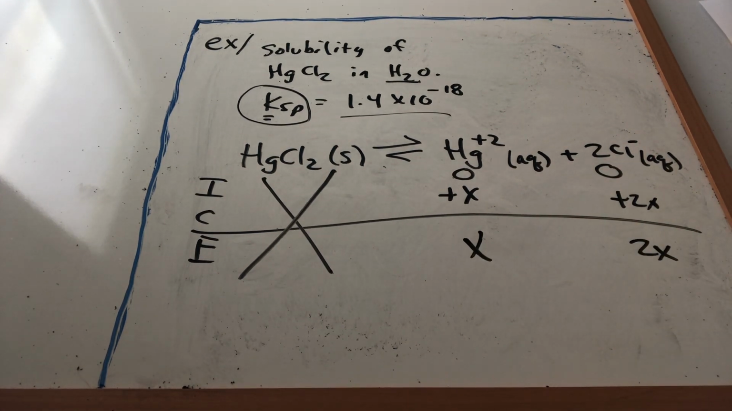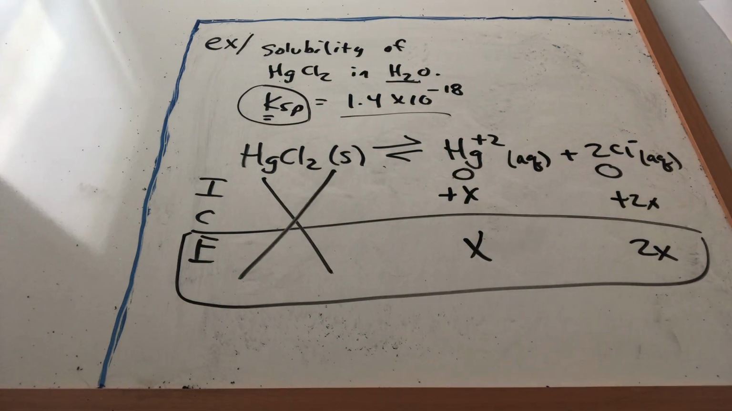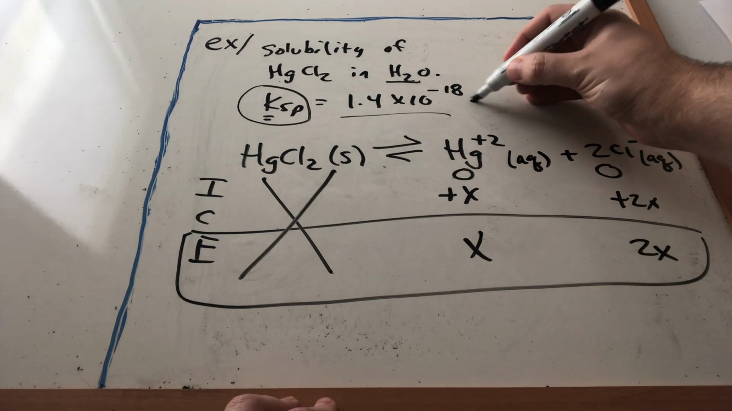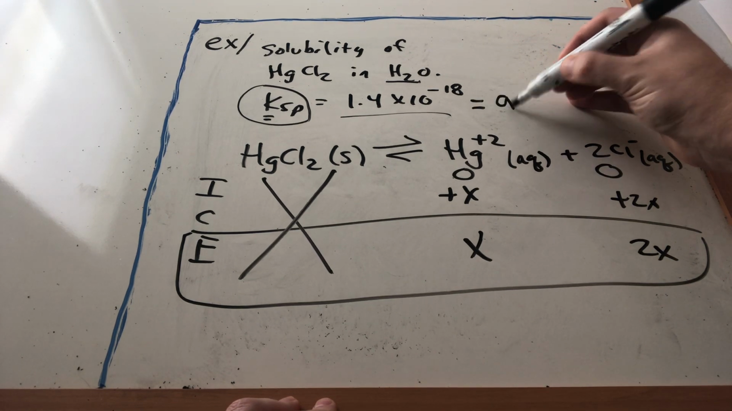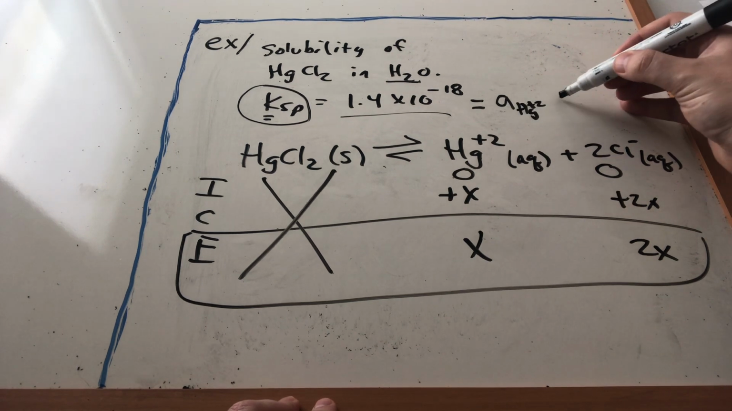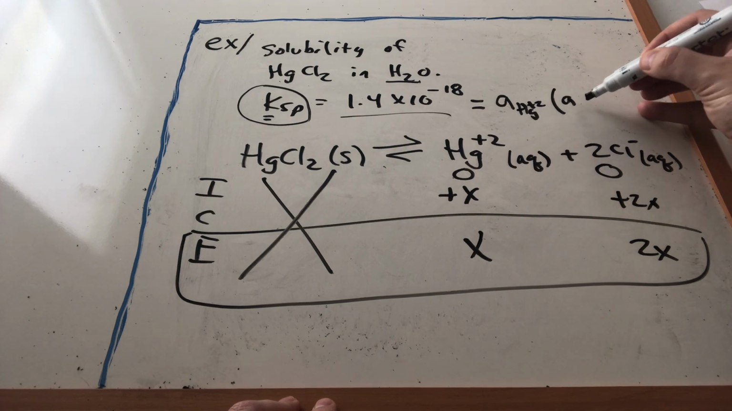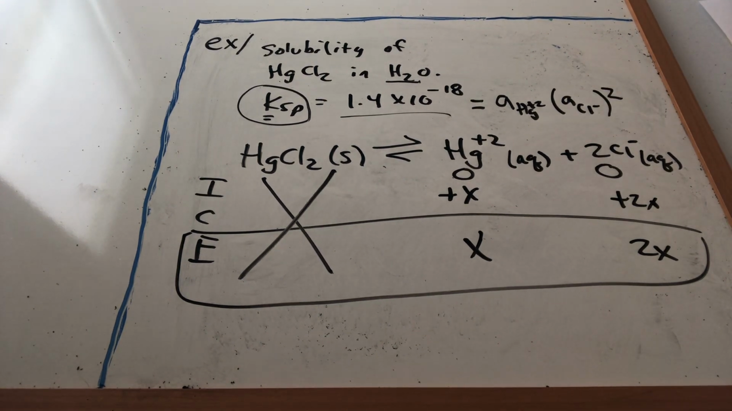We now have a Ksp, and we now see that we have the E information in our ICE table that we can use here. So this is technically equal to the activity of Hg2+ times the activity of Cl- squared. That's what our K expression really tells us. Our ICE table organizes concentration information.